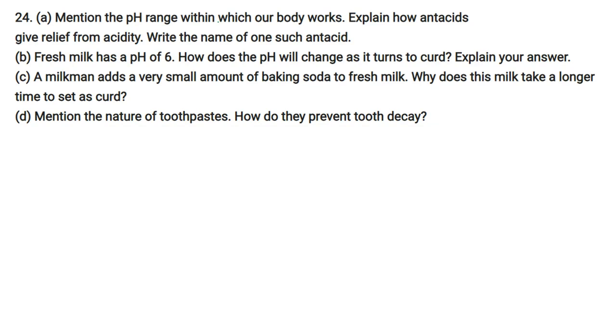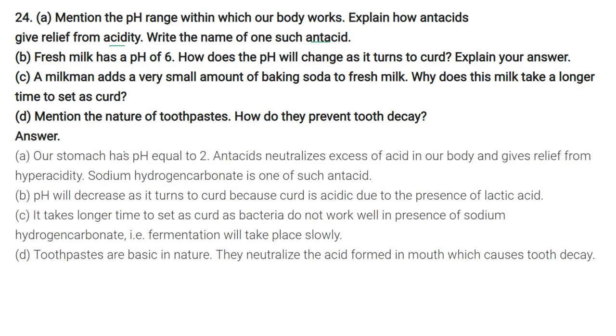Mention the pH range within which our body works. Explain how an antacid gives relief from acidity. Write the name of one such antacid. So we'll take one by one. First, our stomach pH is approximately 2. So what does an antacid do? Sometimes we have excess acid, HCl, in our stomach. So an antacid neutralizes the excess acid in our body and gives relief from hyperacidity. Sodium hydrogen carbonate is one such antacid.